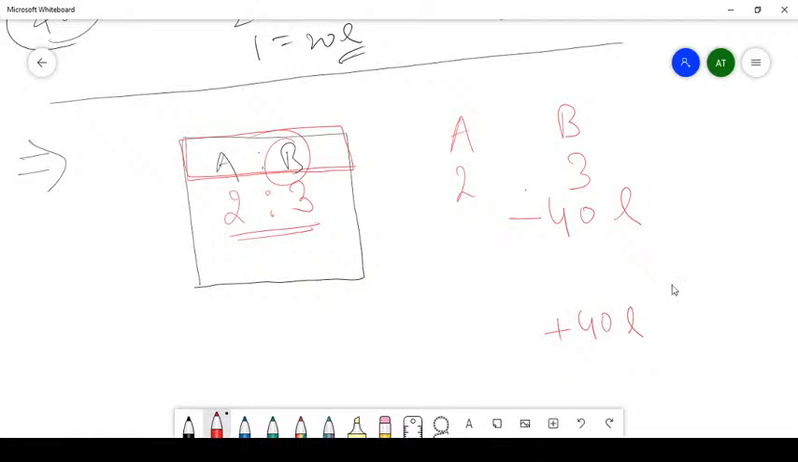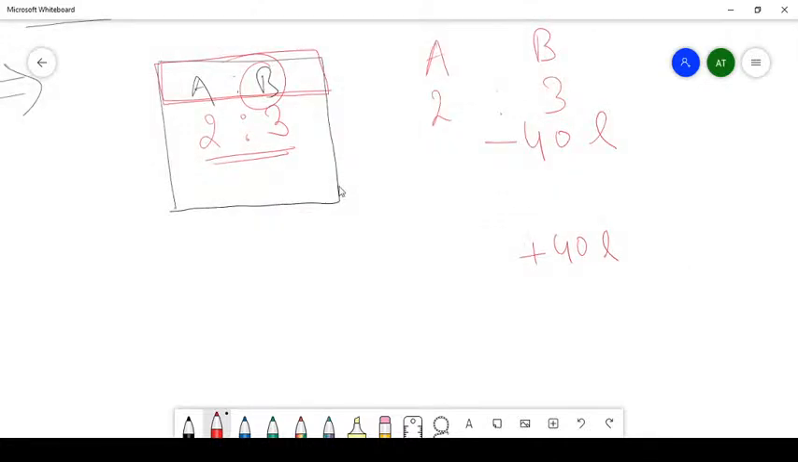After adding the 40 liters of liquid B, the ratio becomes 1:4. This is what the question says. Then it asks us, what is the initial quantity of the mixture? What is the initial quantity of this mixture?